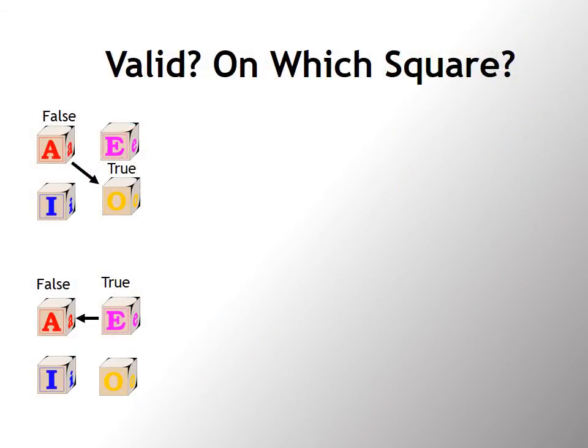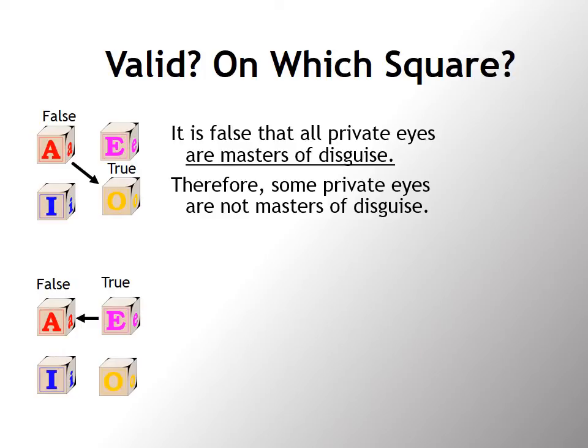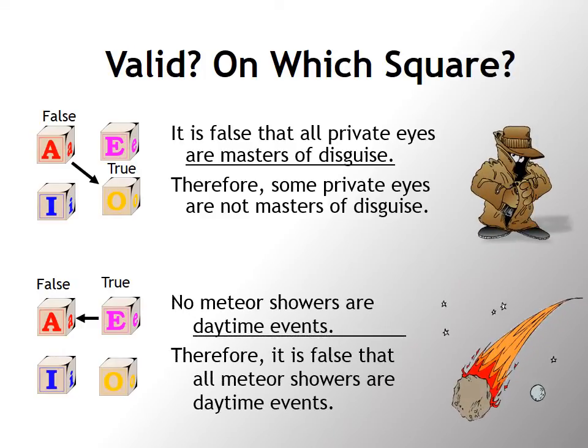So consider these arguments and try to figure out if they're valid and on which square. It's false that all private eyes are masters of disguise, therefore some private eyes are not masters of disguise. Notice I moved from the falsity of an A sentence to the truth of an O sentence. Now if you stop to think about it, those two sentences have to take opposite truth values. That's one of the lessons we learned from Boole. We don't need Aristotle's arguments to prove that to us.